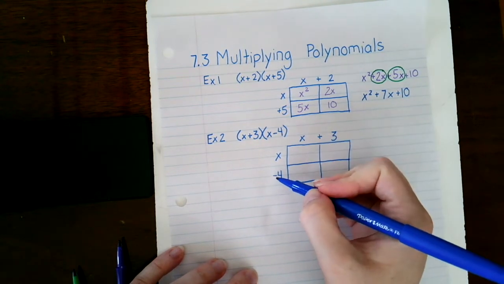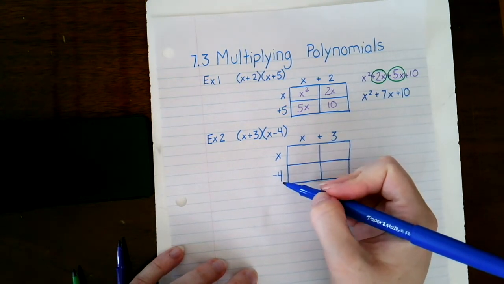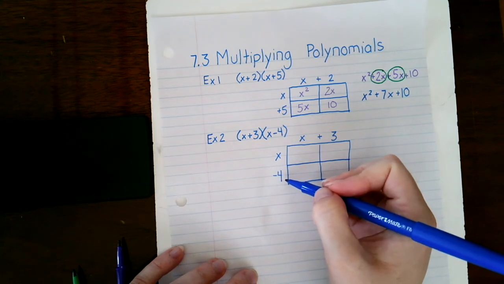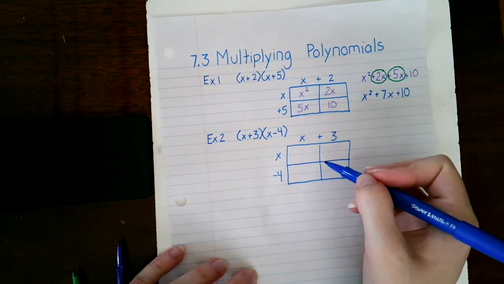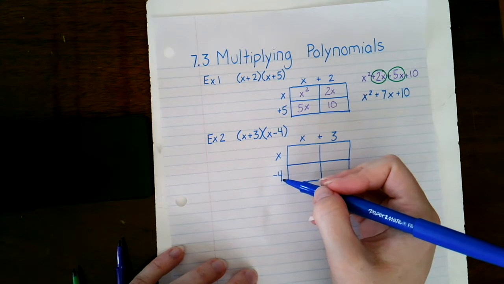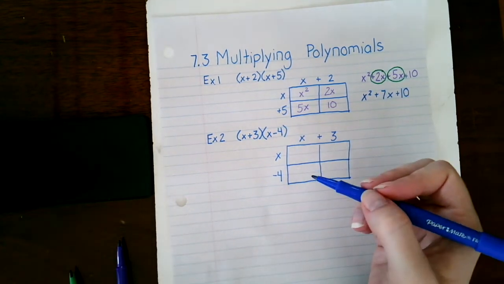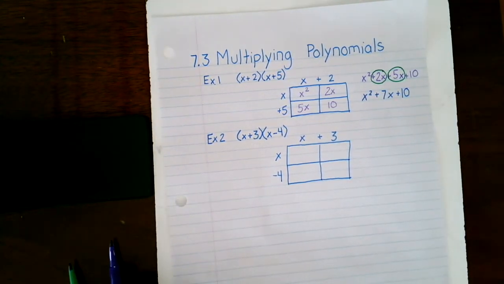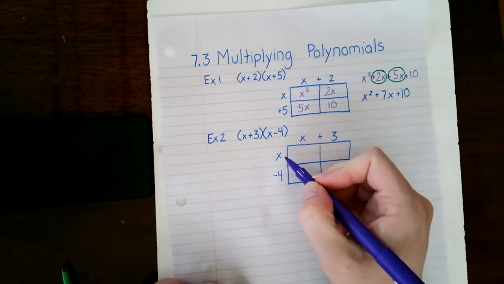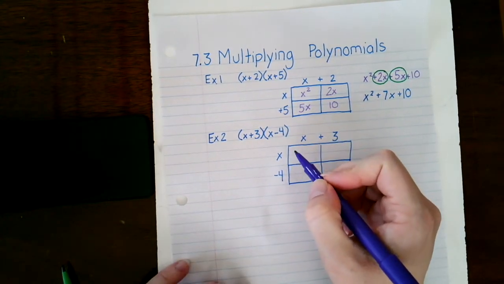But notice that I put the subtraction sign with this 4 because I need to remember when I'm multiplying in here that this is a negative 4 that I'm multiplying. So you need to be careful with signs. Okay, so now I'm just going to multiply all the pieces together.